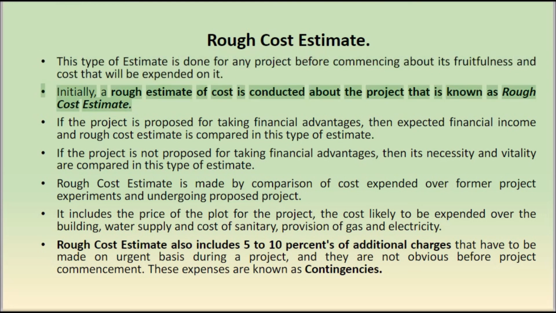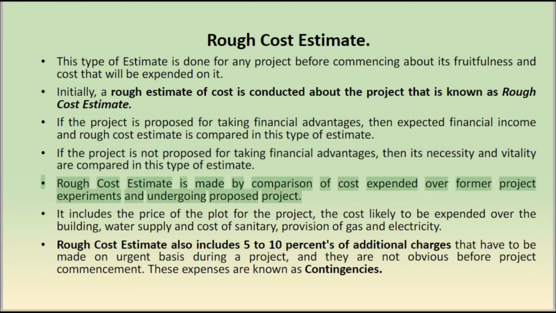Initially, a rough estimate of cost is conducted for the project, which is known as the rough cost estimate. If the project is proposed for taking financial advantages, then the expected financial income and the rough cost estimate are compared in this type of estimate. If the project is not proposed for taking financial advantages, then its necessity and vitality are compared in this type of estimate.